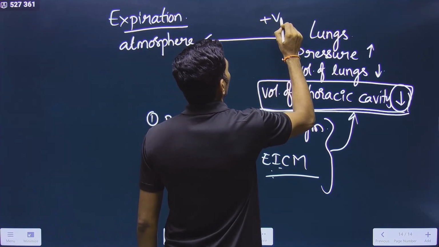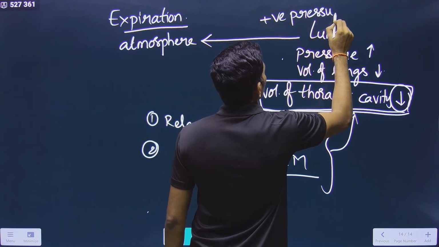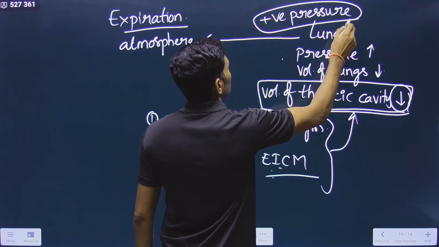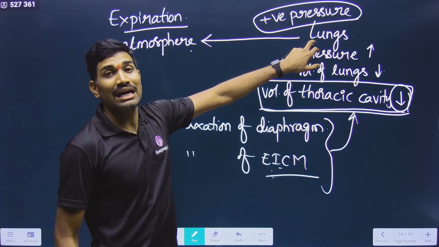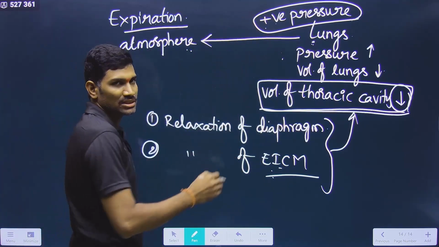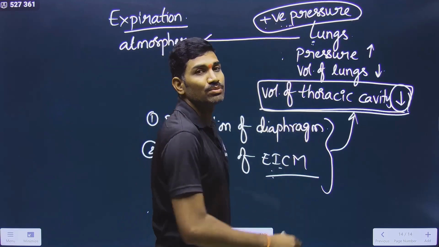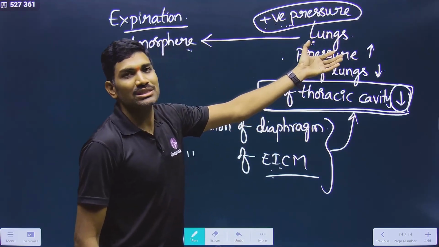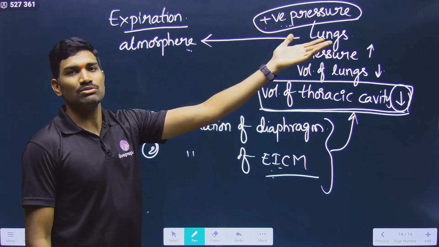So that's why it is called positive pressure. Please remember these words: positive pressure, negative pressure. During expiration, the lungs have positive pressure. Why is it called positive? Positive means more than atmospheric pressure. When compared with atmospheric pressure, it is more. That's why it is positive pressure. Because of this positive pressure within the lungs, air is expelled through the respiratory system into the atmosphere.